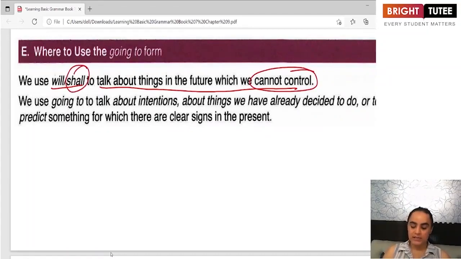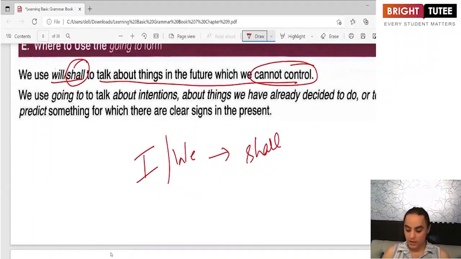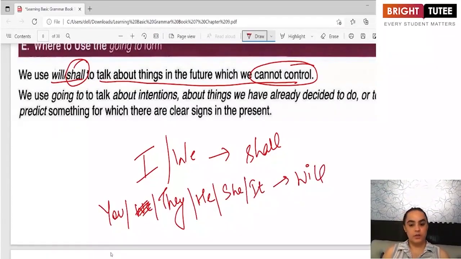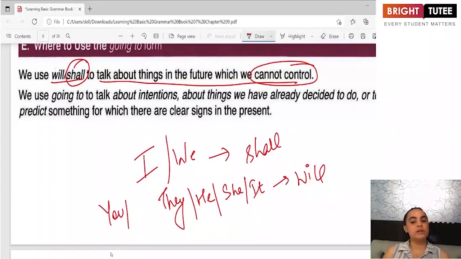Now here you can see we have shall also. According to English grammar, dear students, please remember with I and we always use shall. And with the rest of the pronouns, that is you, they, he, she, it, with them we use will. So with I and we we use shall, and with the rest of the pronouns, we always use will.